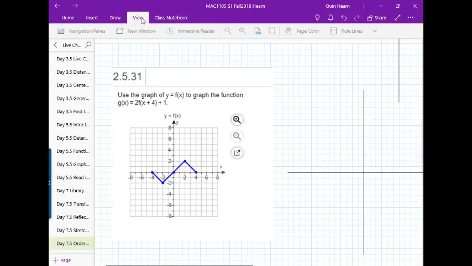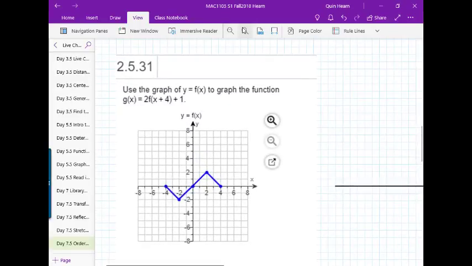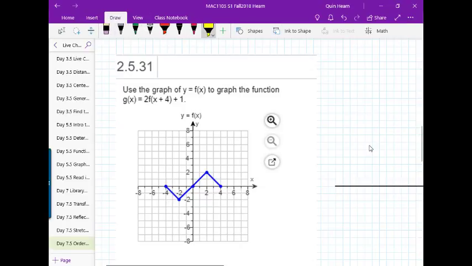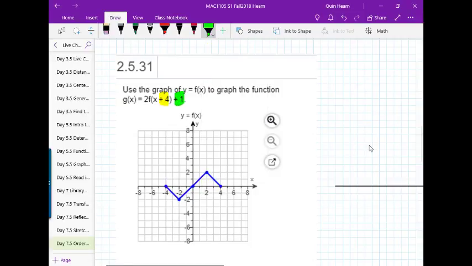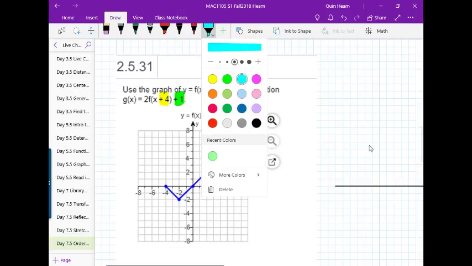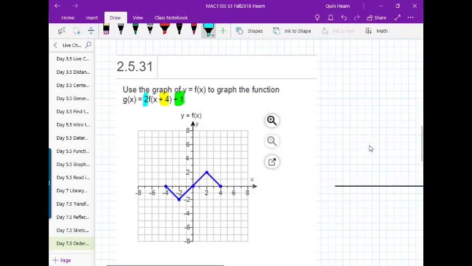Let me zoom in a little bit here. Okay, they want us to graph g of x equals 2 times f of x plus 4, plus 1. So we actually have 3 different operations going on here. We have adding 4 inside the parentheses. We have adding 1 outside the parentheses. And we have multiplying by 2 outside the parentheses.